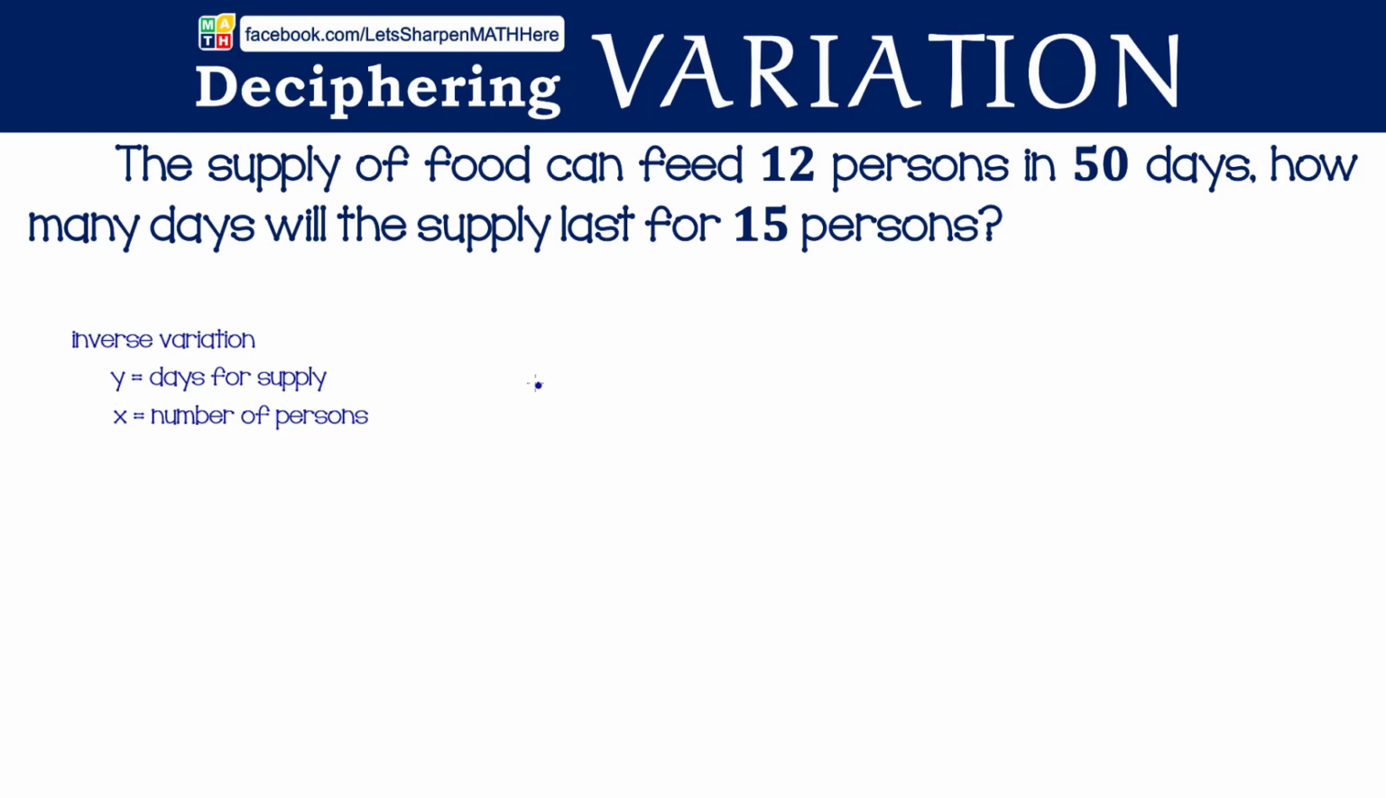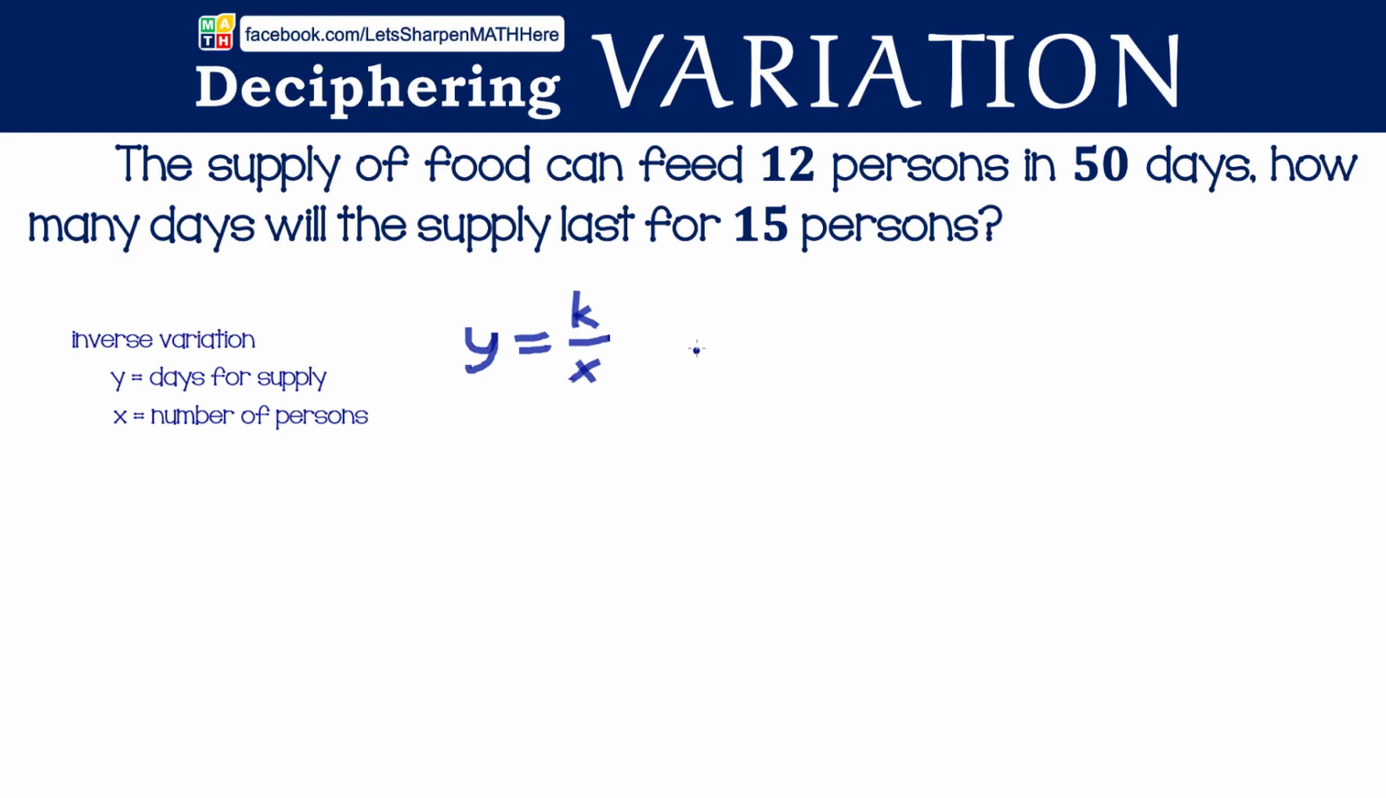The general mathematical equation for inverse variation follows this formula. Y is equal to k over x, where k is the constant of variation or the constant of proportionality. We will be solving for the value of k first, depending on the available data, and we'll be using that value to solve for the unknown.